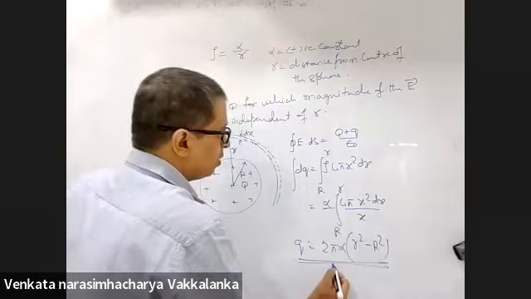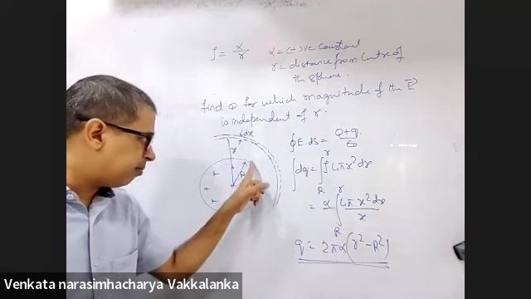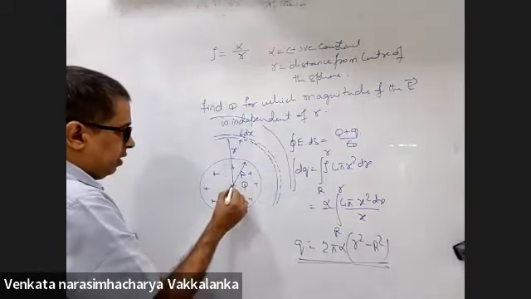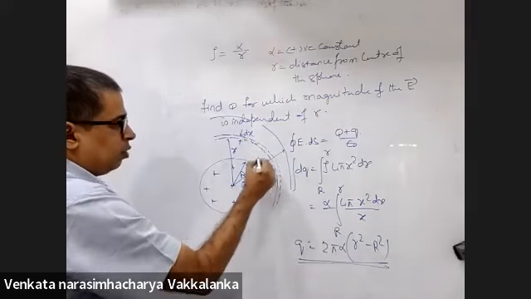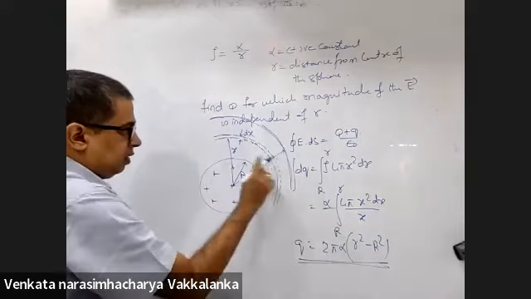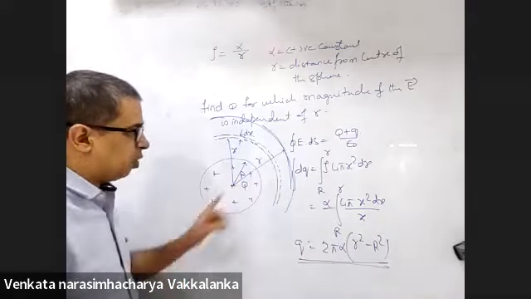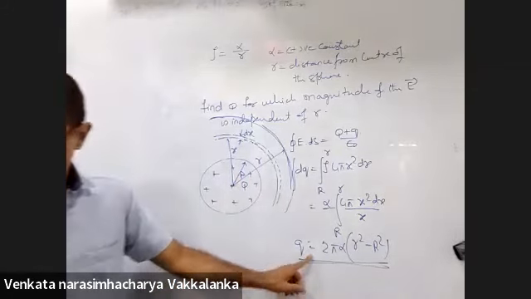Substitute this small q here. I calculated the charge from capital R to small r. Small r is somewhere here. So from here till small r, the charge is small q. Agreed?